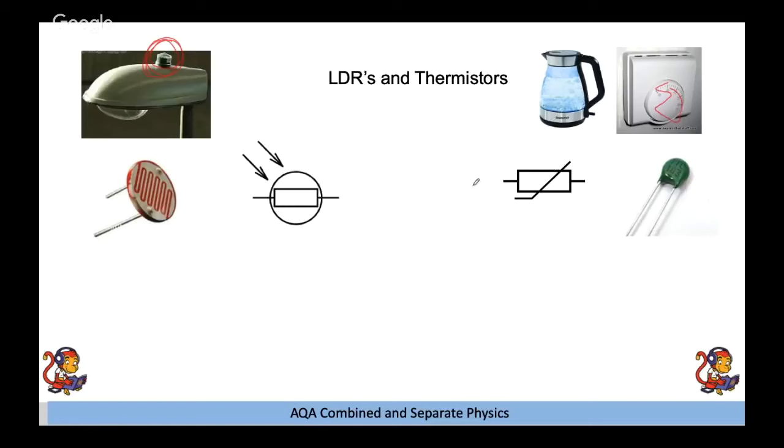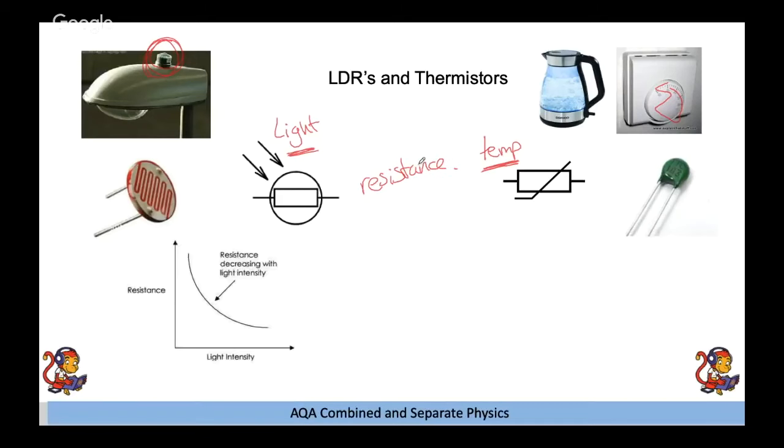Here are the circuit symbols for them both. You need to know the relationship between, in this case, light for an LDR and temperature for a thermistor, and its job of changing the resistance. So here's the first one. For an LDR, as I increase the light, the resistance goes down. It's got that shape of graph, inversely proportional, and it's exactly the same again for a thermistor. When we have lots of heat and it's hot, we have a low resistance.